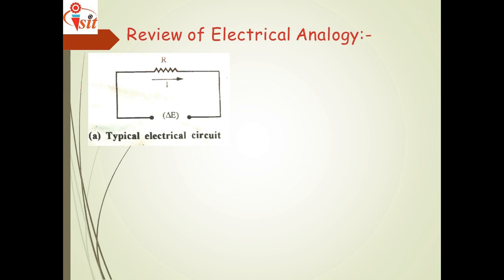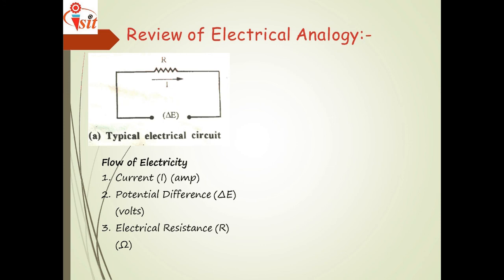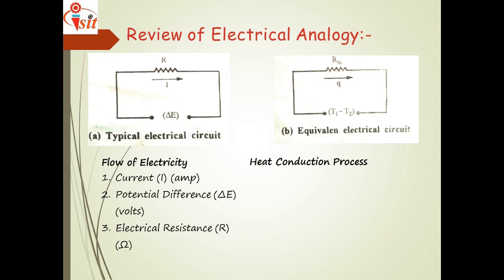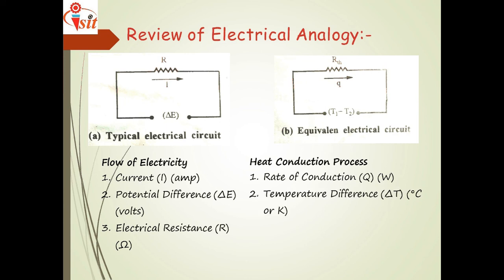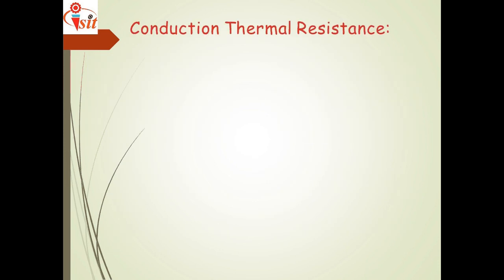In earlier lecture we have studied typical electrical circuit, and here flow of electricity is dependent on current, potential difference and electrical resistance. By taking analogy we can draw equivalent thermal circuit as here current is equivalent to rate of conduction, potential difference is equivalent to temperature difference and electrical resistance is equivalent to thermal resistance. So we will start with conduction thermal resistance.